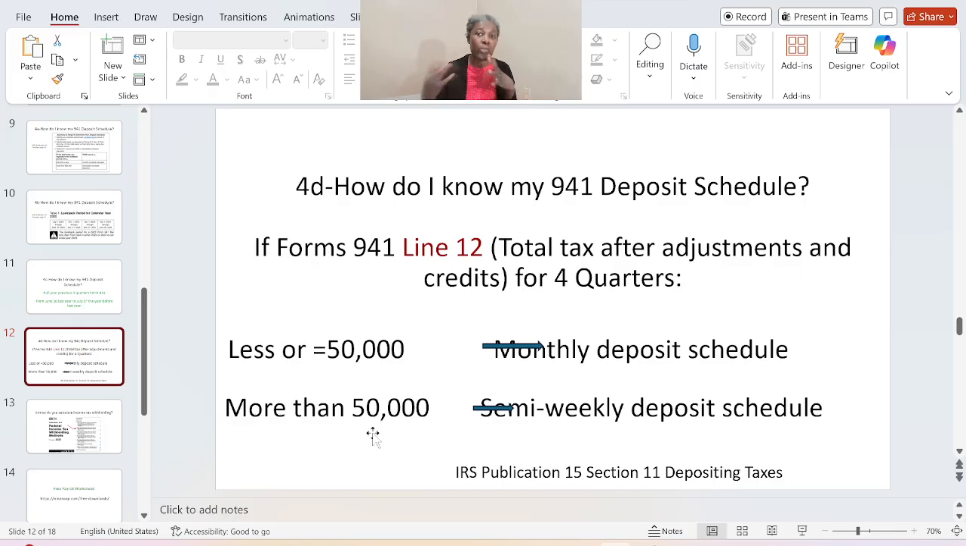If this year is your first year filing Form 941 for your business and you have not filed Form 944 before, like your business is brand new this year, then just assume that your last 4 quarters is less than $50,000. So therefore, you are automatically a monthly scheduled depositor.